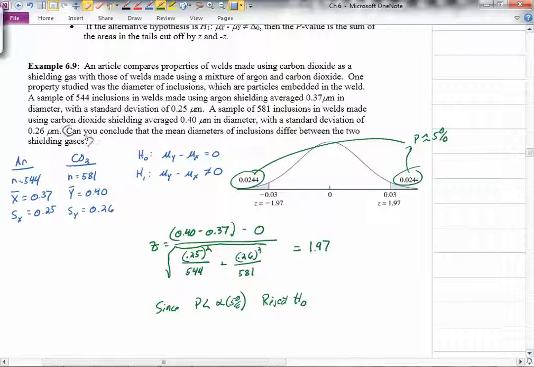And so the answer to this would be, oh, we did reject it. Yes, we can conclude that they're different.